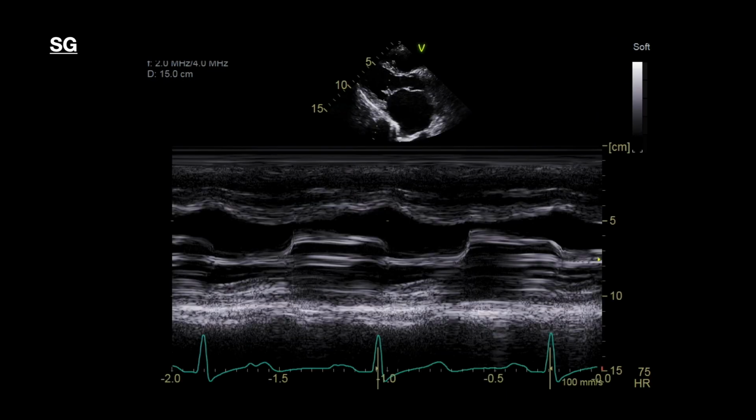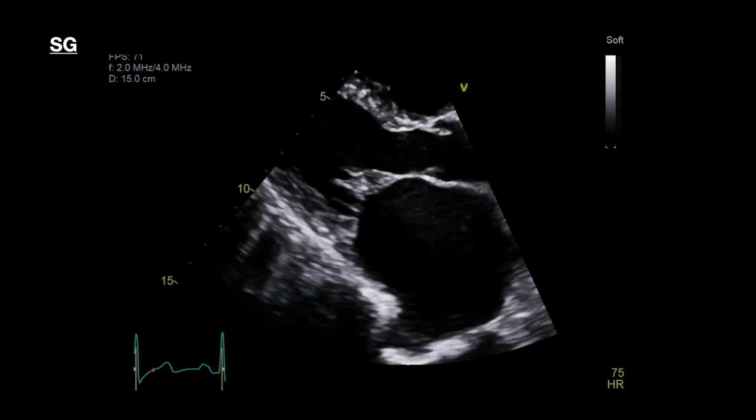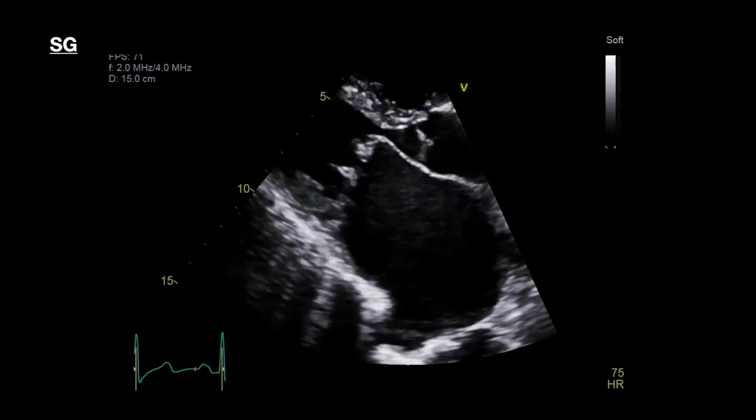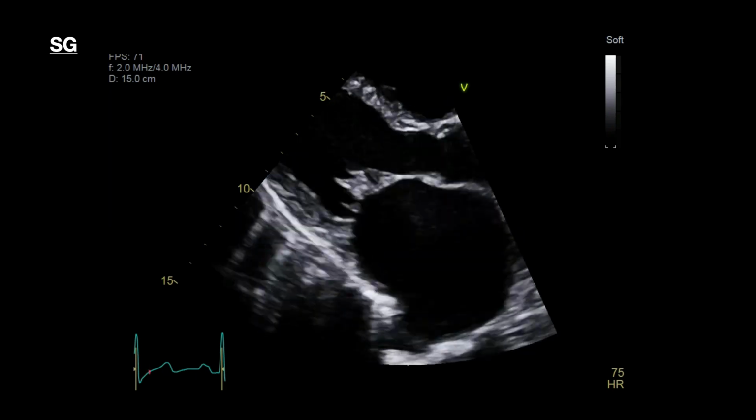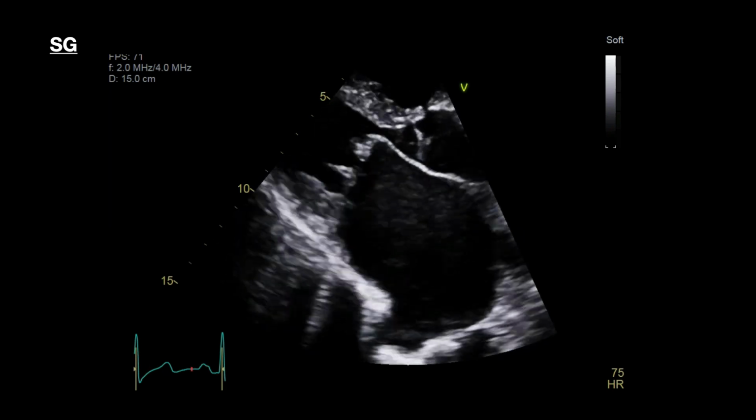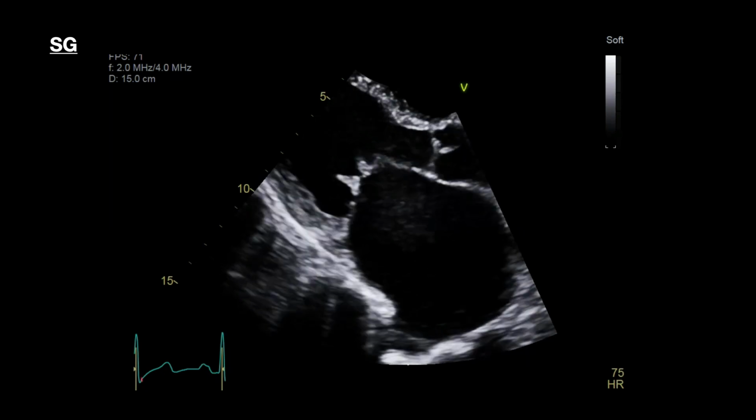M mode through the mitral valve, just like before, is demonstrating significantly restricted mitral valve opening and restricted mobility of particularly the anterior mitral valve leaflet, which is demonstrated by the absence of the biphasic peaks of opening. Just zoomed in again, more images really thoroughly interrogating the appearance of that mitral valve.